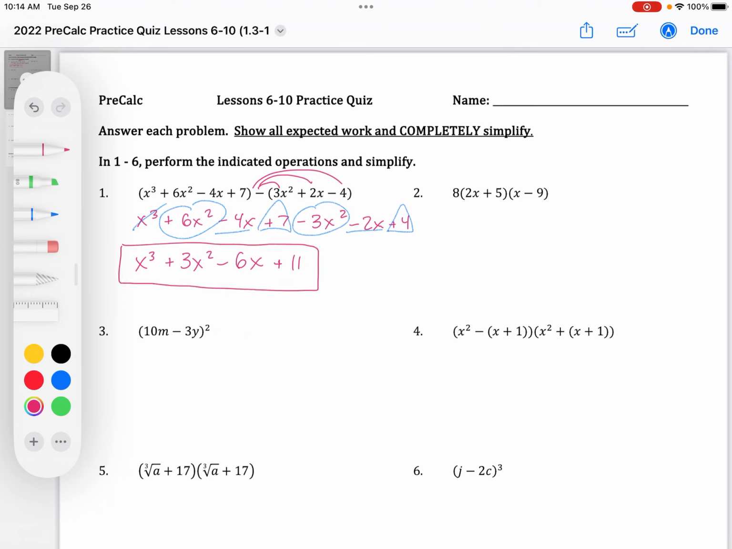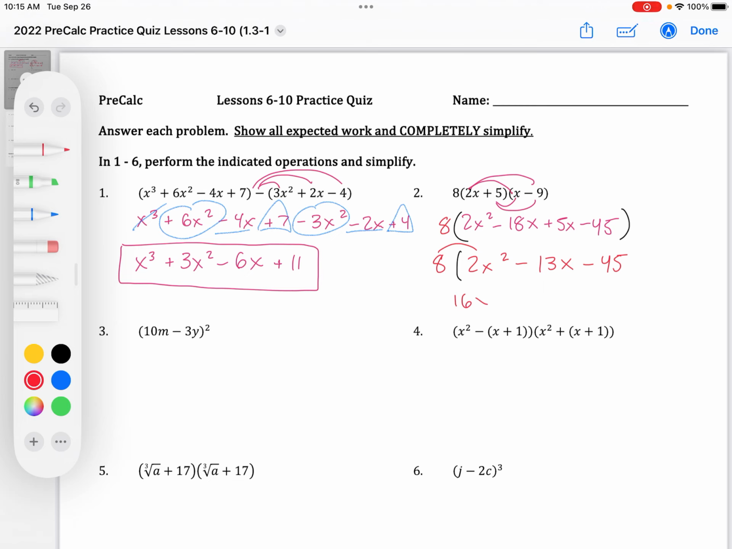Number 2, I'm going to start by FOILing. So this is 2x squared minus 18x plus 5x minus 45. And then I still have this 8 out front that I need to work with. So now we're going to distribute that. First, though, I think I'm going to combine my like terms. So this is 8 times 2x squared minus 13x minus 45. And then at this point, let's go ahead and distribute that 8.